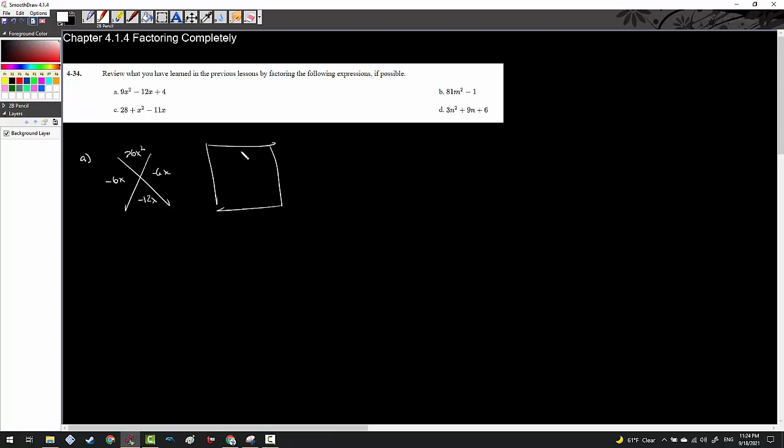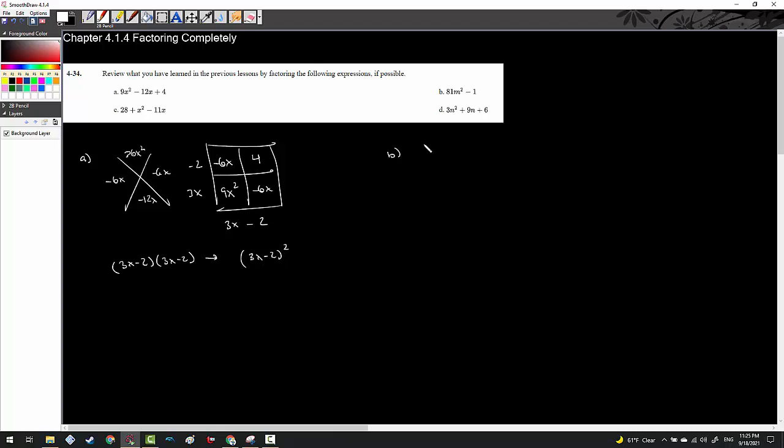And again, if you haven't gotten sick of it by now, here comes the area model. It's 9x squared and 4, negative 6x and negative 6x. Looks like I'm going to get 3x and 3x, and not a plus but a minus, minus 2, minus 2. And we end up with 3x minus 2 times 3x minus 2. Some people might consolidate that into 3x minus 2 squared because this, once again, is a perfect square trinomial.